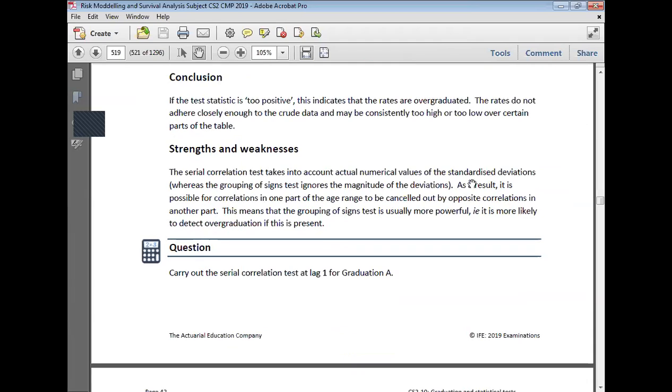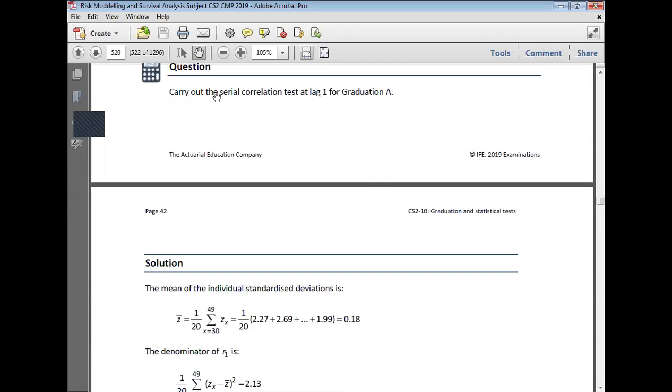Again, there are of course some strengths and weaknesses. Here we see that this takes into account the actual values, but sometimes, because you take the actual values into consideration, there is a possibility that positives might cancel the negatives, and then the grouping test might not be very powerful. But you can look at this not for the whole range; sometimes you can partition your data and carry out this particular test for that particular portion of your data.